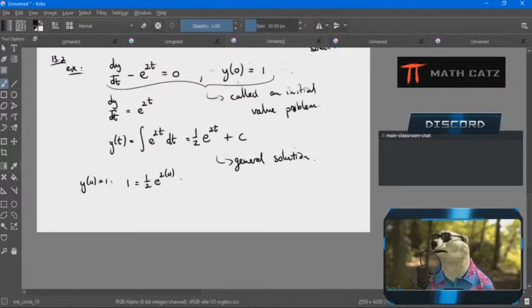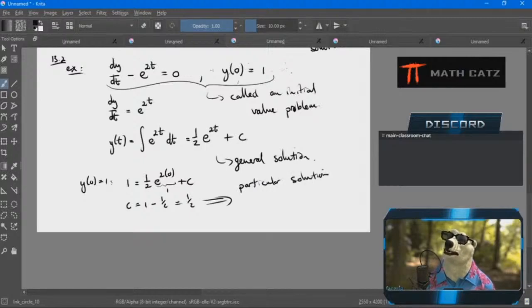and 0 for t, and e to the 0 is just 1, so that means c is 1 minus a half, so equal to 1/2. So that means my particular solution is y as a function of t, 1/2 e to the 2t plus 1/2. Now I know specifically which one.